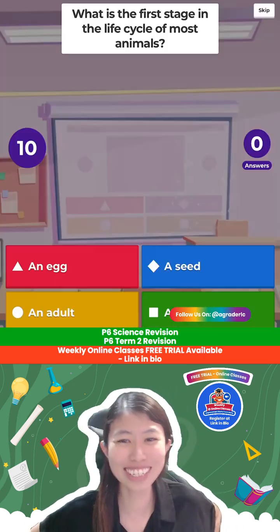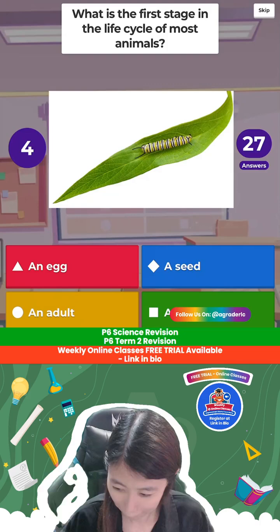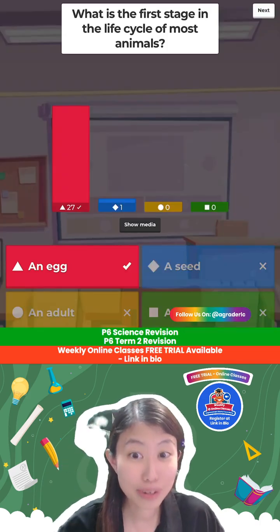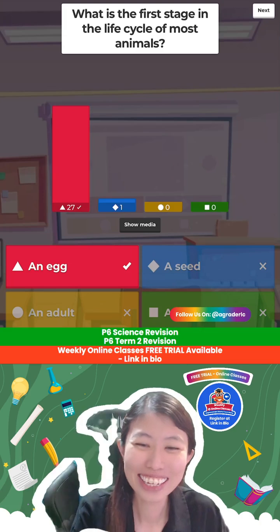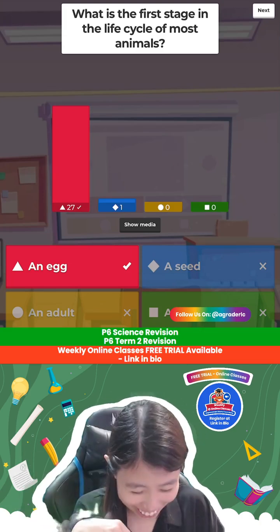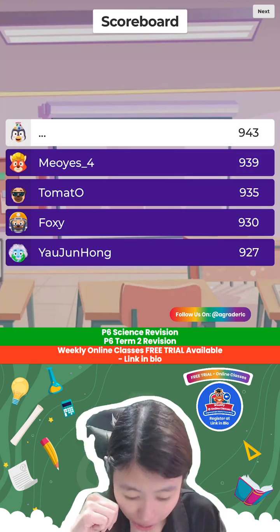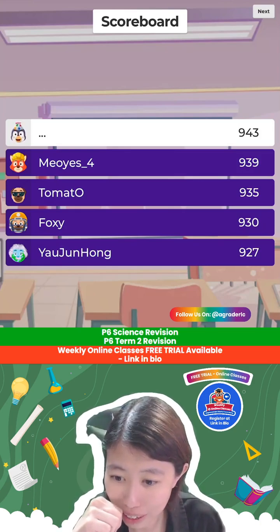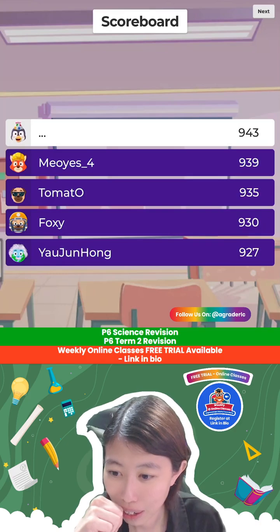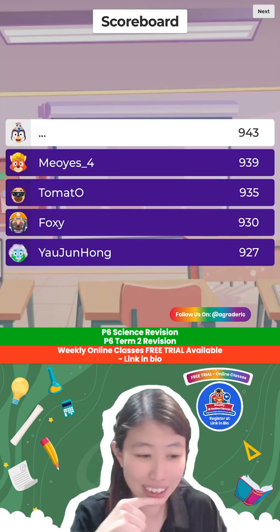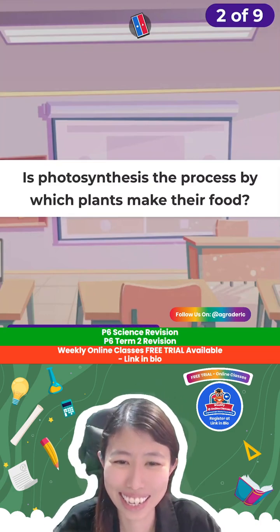Hey, this one is easy. Hey, who said the seed? Animals. And okay, the first stage is an egg. The Kahoot music is so loud. Let me try to lower the Kahoot music a bit. Okay, and next. Who is the dot, dot, dot? These are easy questions, okay?